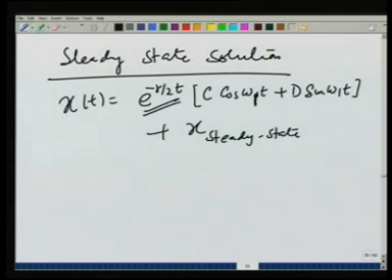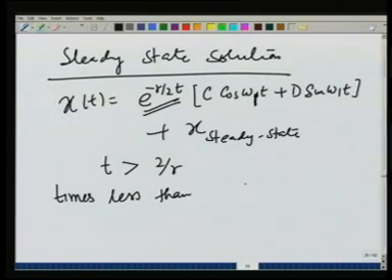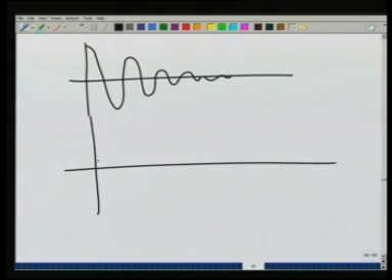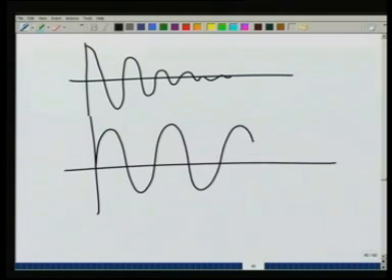So, this factor really makes the homogeneous solution go down for times greater than 2 over gamma. For times less than, say, 1 over gamma, we are going to have significant contribution from this solution also. So, in general, for such times we are going to have two parts of the solution, one part which is the decaying part, the other part which is the steady state part, and the total solution is the sum of the two.